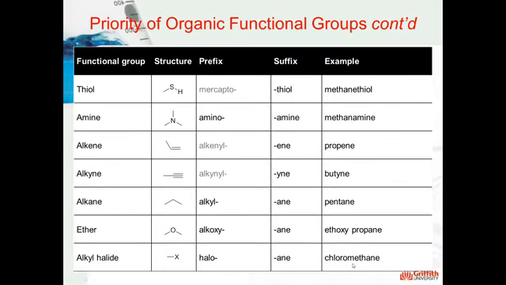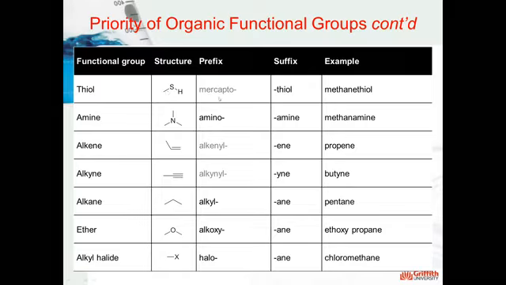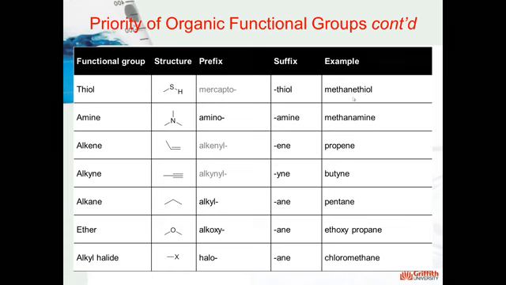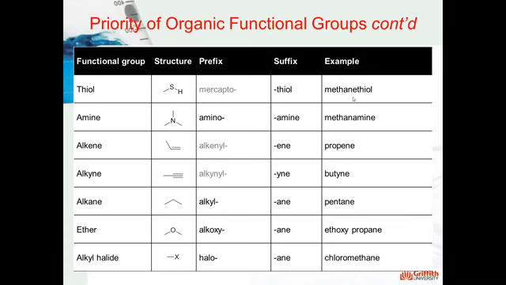We go to the second page of the table, so thiols. So we have an SH, we won't be using that as a side group, but the suffix there being thiol, so methane thiol is an example of a one carbon compound containing an SH group, so a thiol.